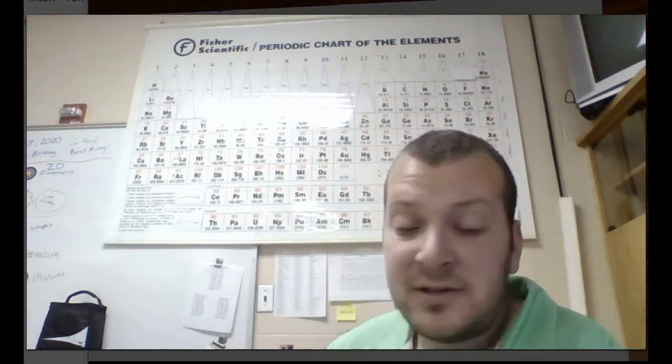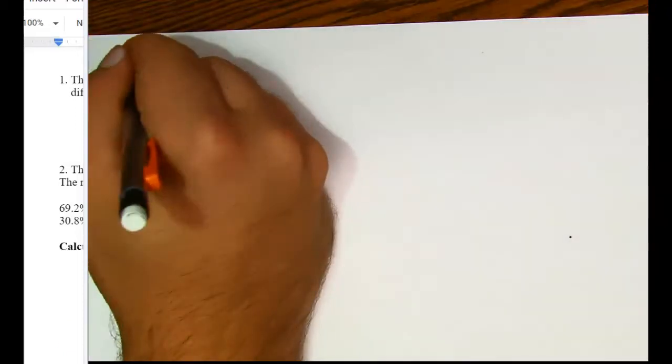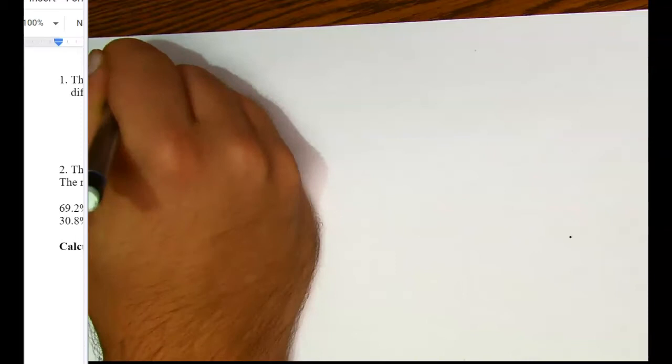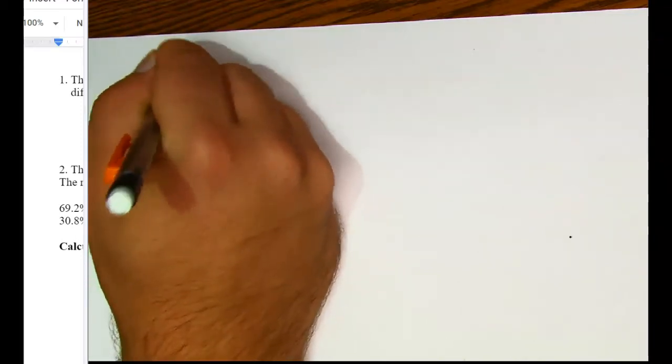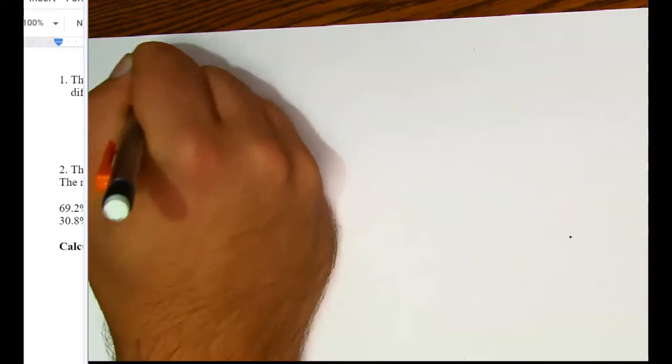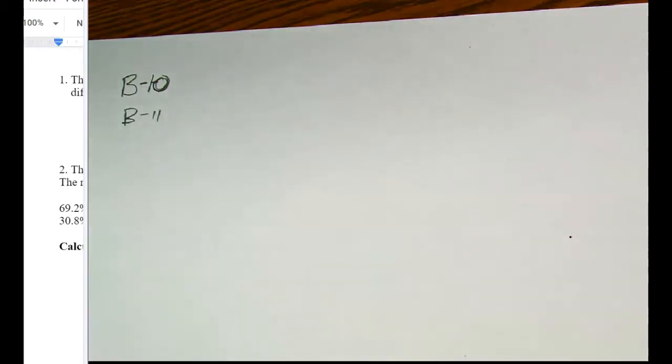So what we're gonna be talking about today is average atomic mass. What we're gonna look at is different isotopes with different numbers of masses. For example, I'm going to use boron as my example. Boron is number 5 on the periodic table. I'm going to use boron 10 and boron 11. Those are my two examples.